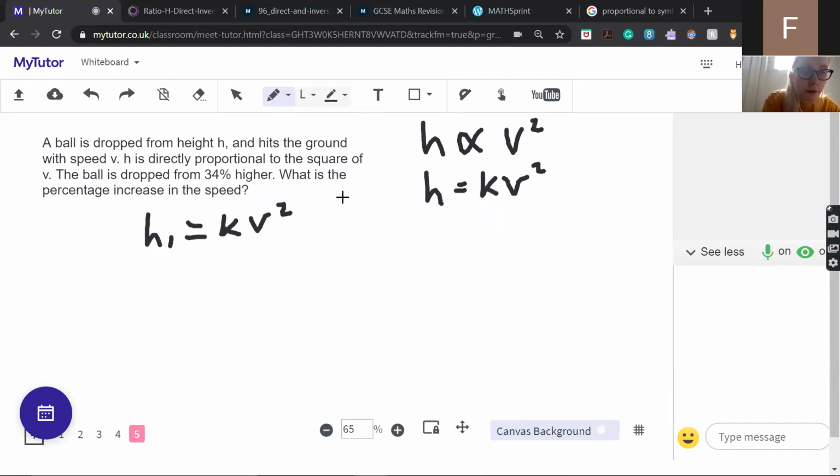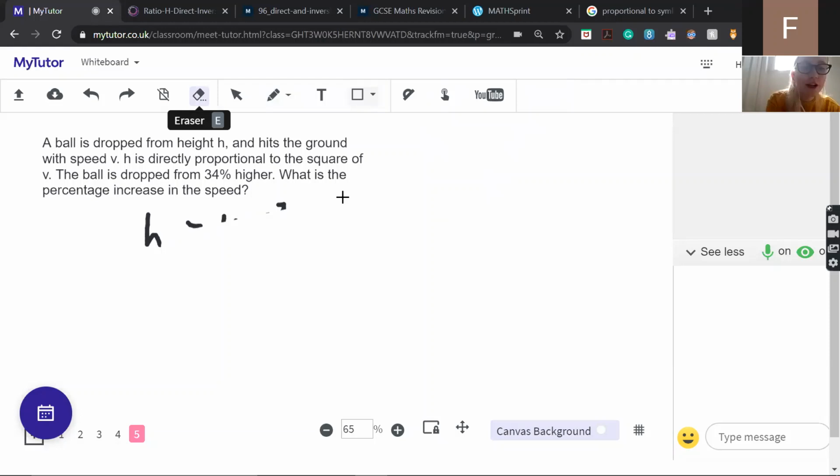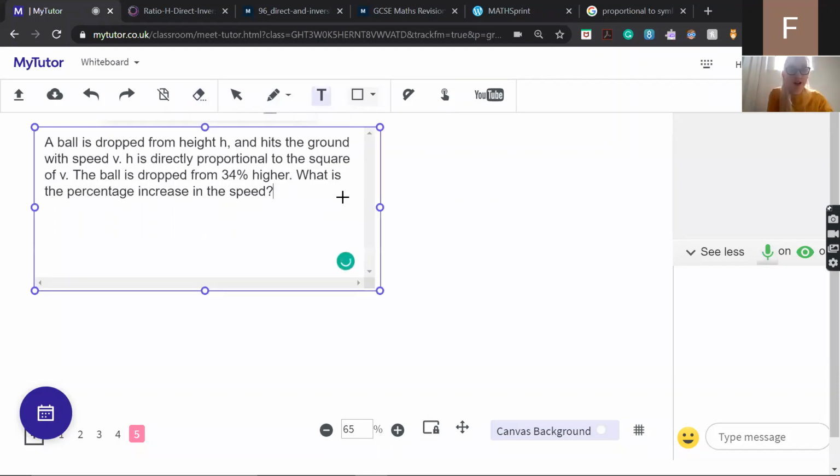I've made this a bit wild, haven't I? Right, I want the other way, sorry. Okay, I should have written this the other way. I should have said v is directly proportional to h. The speed is directly proportional. I wrote that the wrong way around. I apologize.